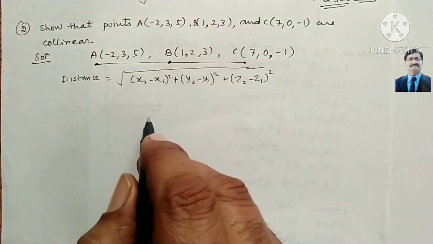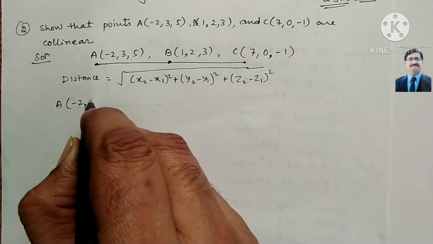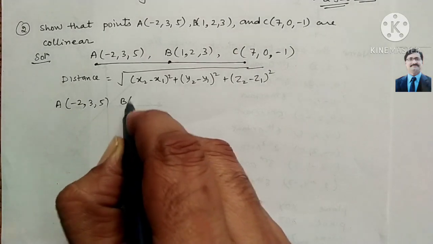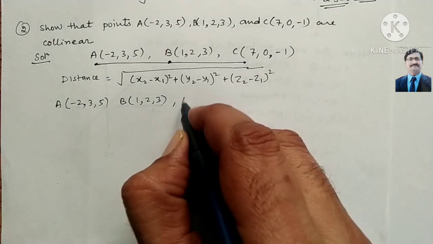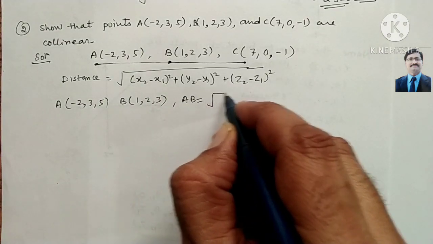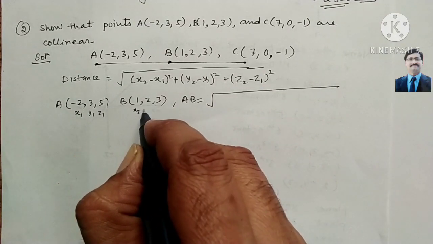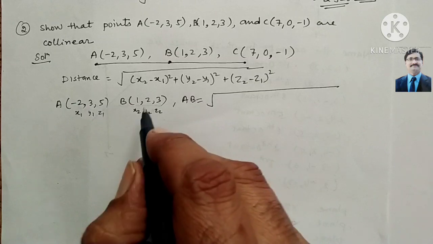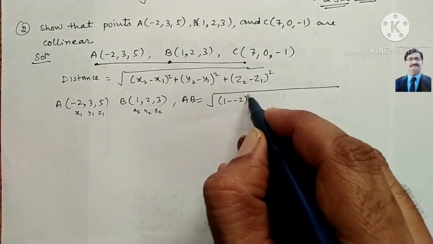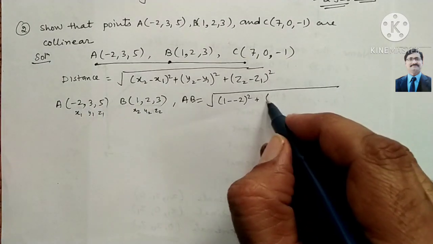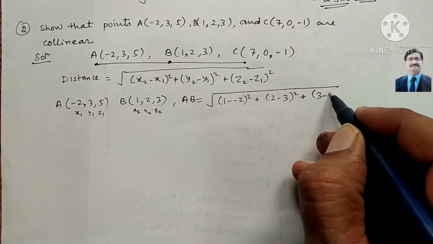Okay, if we have to find the distance AB, we can write A as minus 2, 3 and 5, and B is 1, 2 and 3, and we will find the distance AB. These are x1, y1 and z1, this is x2, y2 and z2. So we can write 1 minus minus 2, whole square, then 2 minus 3 whole square, and then 3 minus 5 whole square.